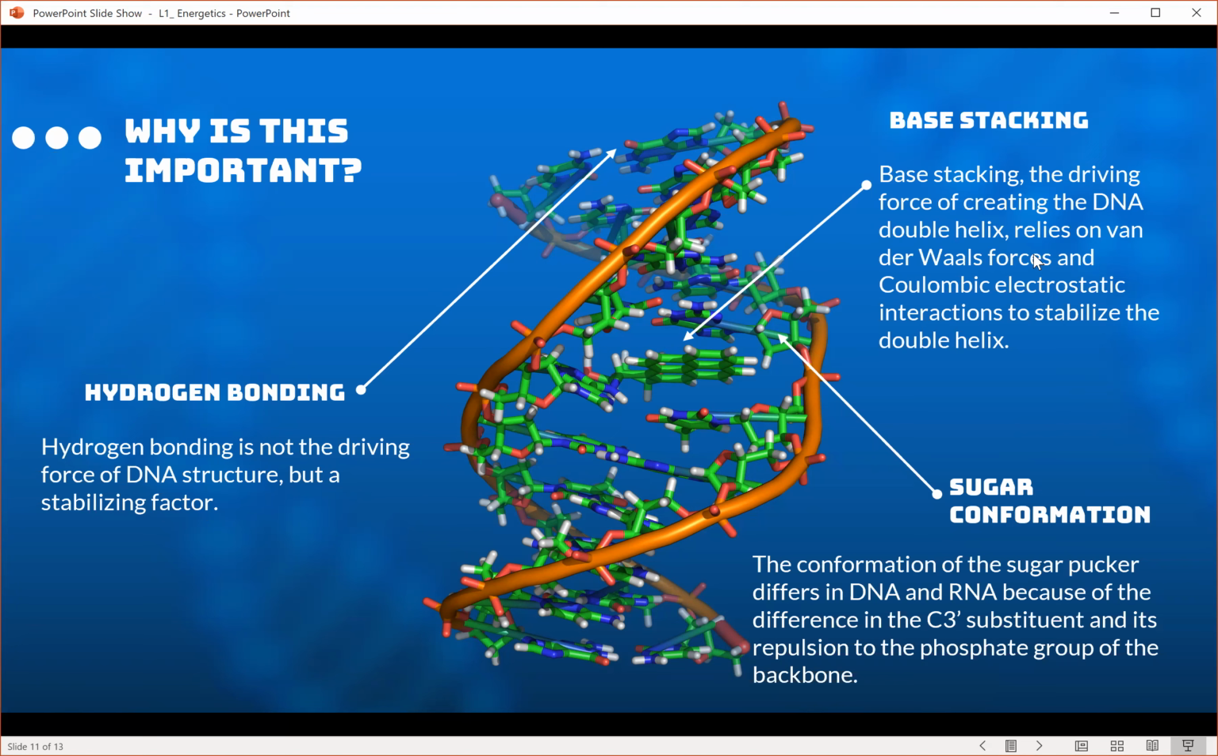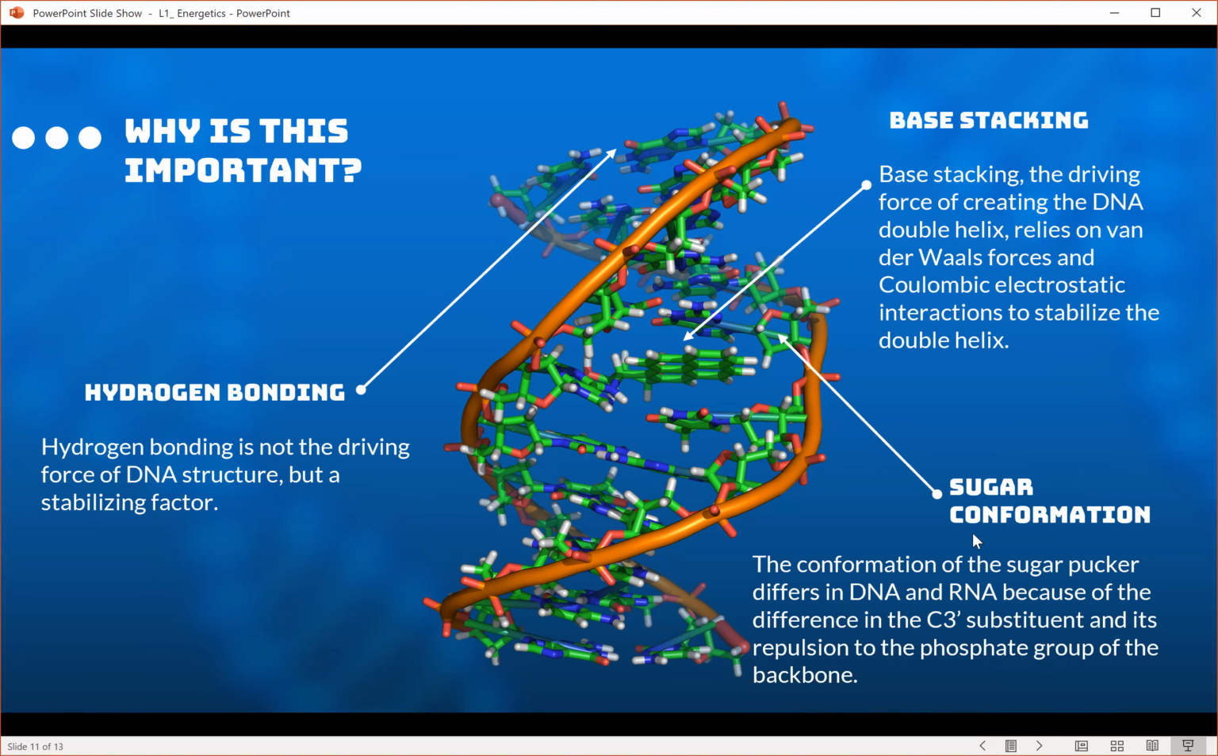Base stacking is really important, and that's the driving force of creating the DNA double helix. And this relies on the van der Waals forces and Coulombic electrostatic interactions. The dipoles that are created through this base stacking help stabilize the double helix. And as we said before, the aggregate sum is really strong. So that's why base stacking is important.